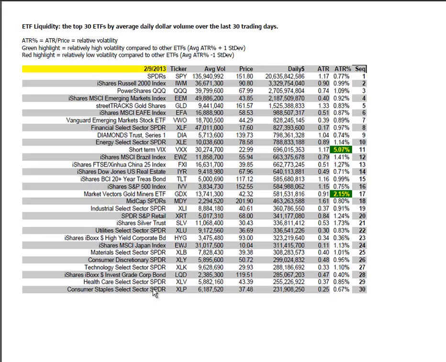ETF liquidity, just average daily dollar volume based on the last 30 days of trading for reference.